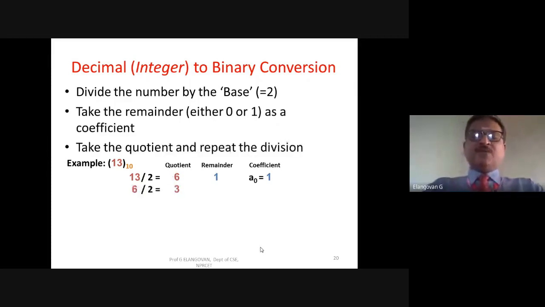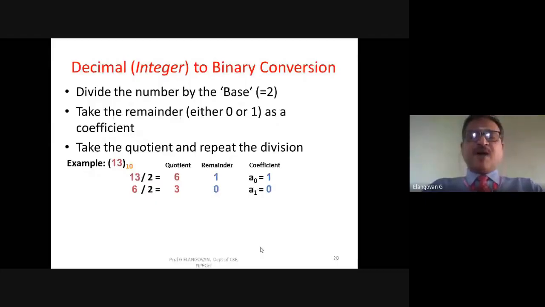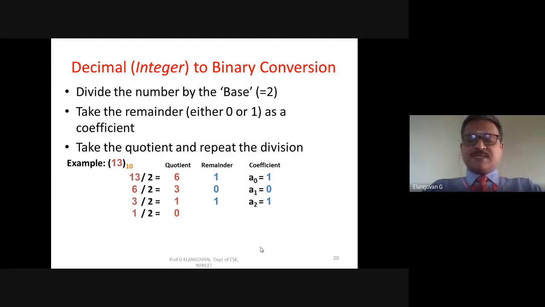The remaining value, 6, is again divided by 2, giving 3. Now the remainder is 0, and that is going to be the next coefficient. Now the quotient is 3, which is greater than the base. Whenever the quotient is greater than the base value, we repeat this process. So we divide it by 2. The quotient is 1 and the remainder is 1, and the coefficient is going to be 1. Now the quotient 1 is less than the base, so we stop the process.